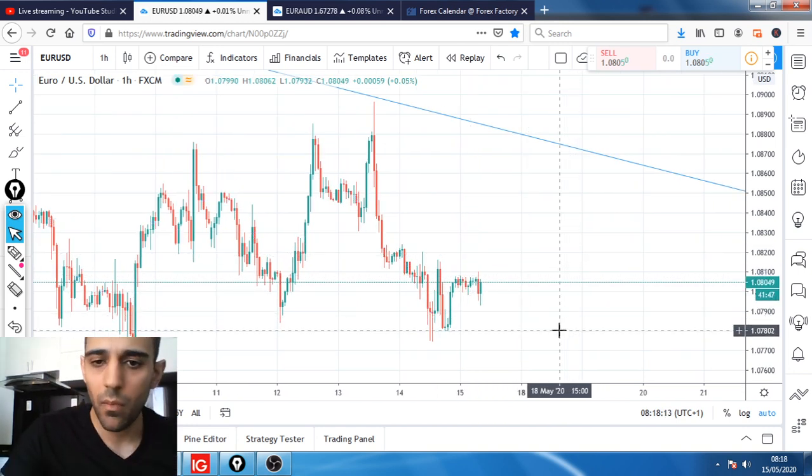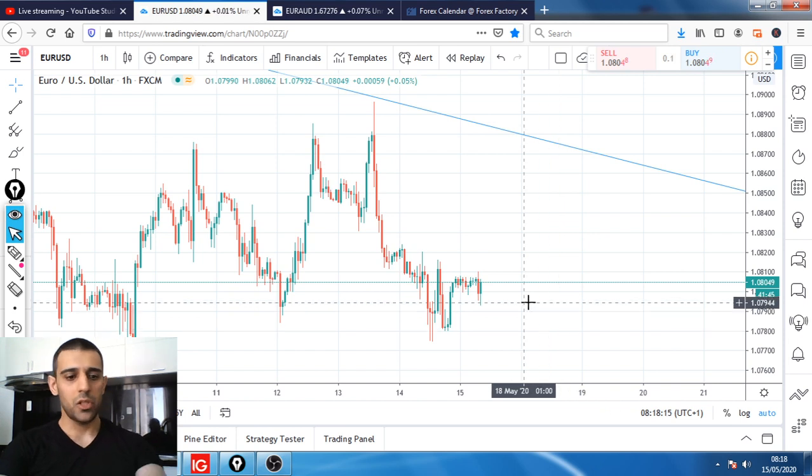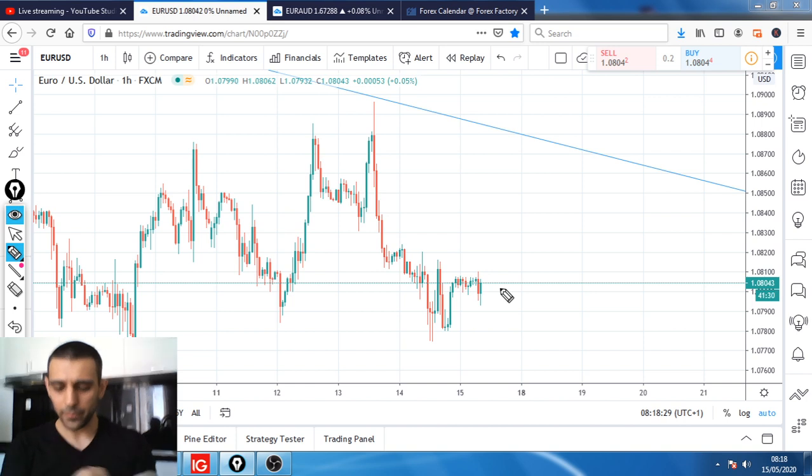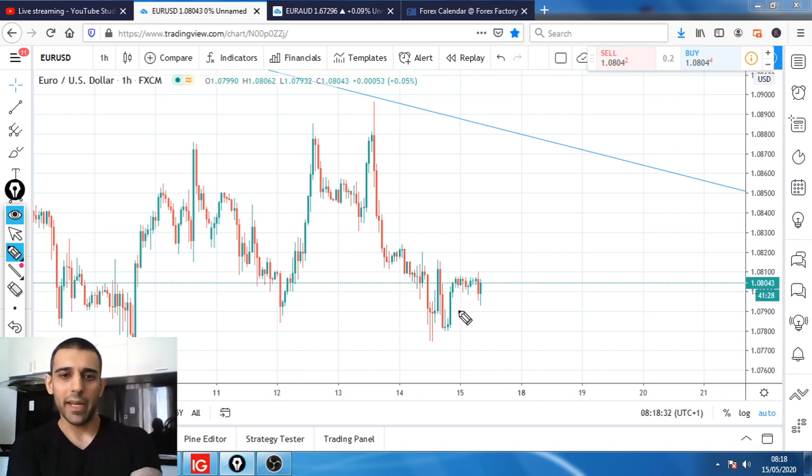I don't like this one. It's too choppy. Even on shorter time frames, it looks way too choppy. So I personally wouldn't trade. It has to do a lot of work before it gets me interested to trade, and certainly because we're on Friday, it's unlikely, unless something happens. But for now, I don't like it.